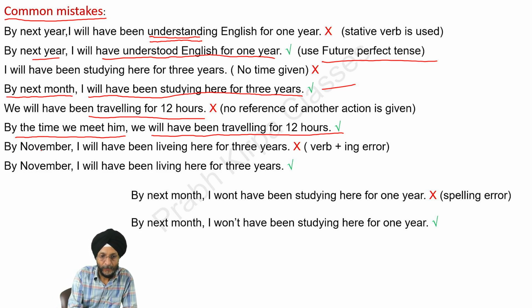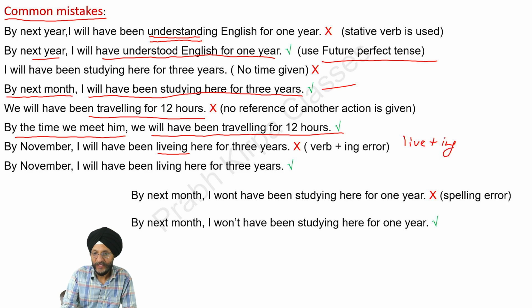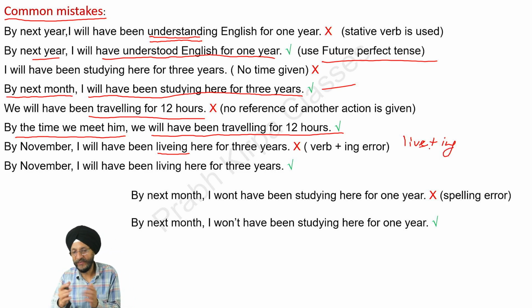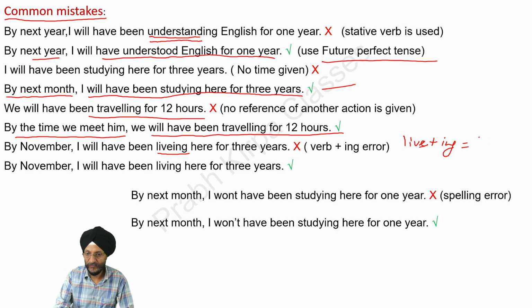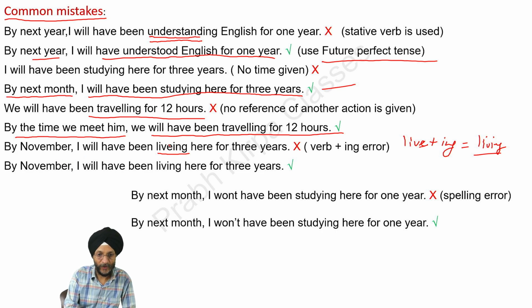Next example, by November I will have been living here for 3 years. So here you will see that when we add live plus ing, e is removed. As you have seen, in certain verbs we have to remove e. When we add ing, live plus ing becomes living. So you have to remove e. By November I will have been living here for 3 years.